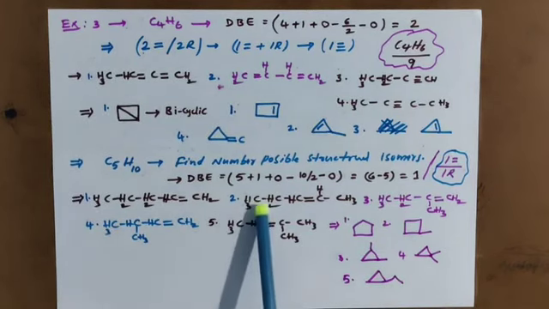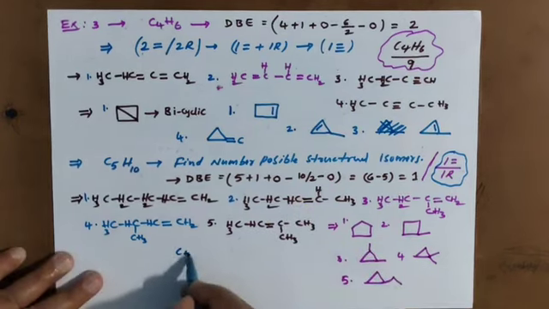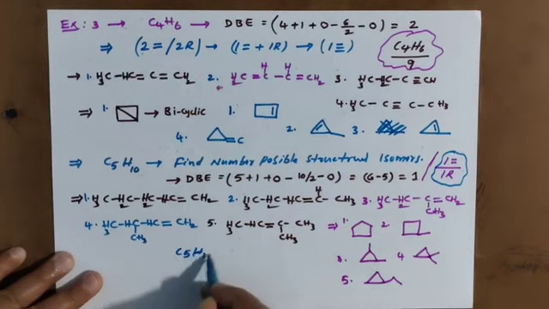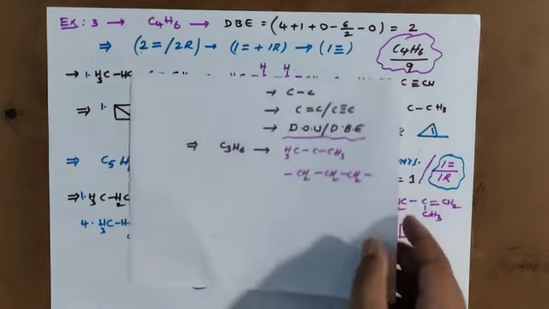So 5 straight chain, 5 with one double bond, 5 rings. Total how many did we get? C5H10. We got 10 structural isomers. How many did you get? 10 structural isomers. Clear? So this is the use of DBE. If you want to learn like this, you have to practice some more.